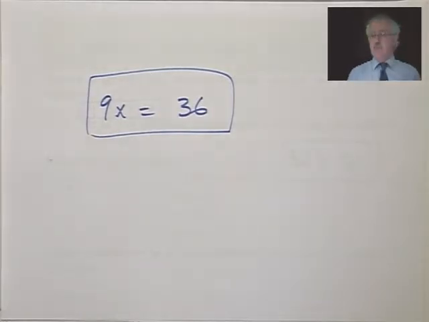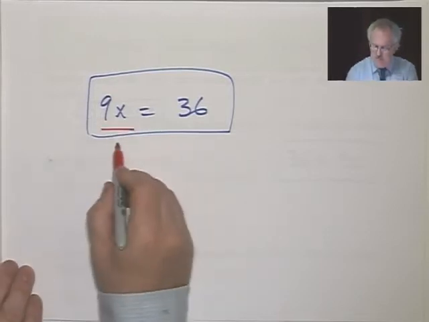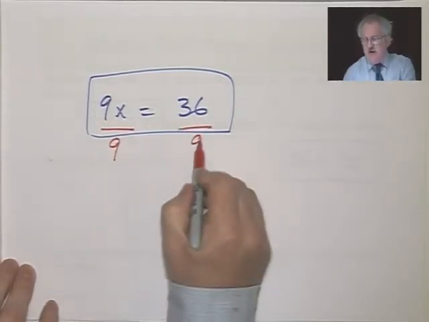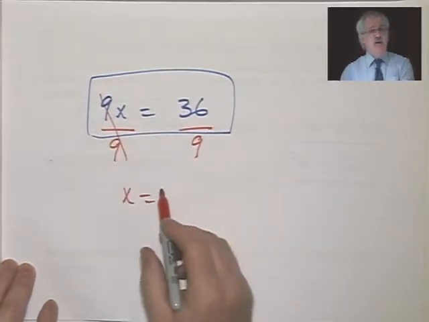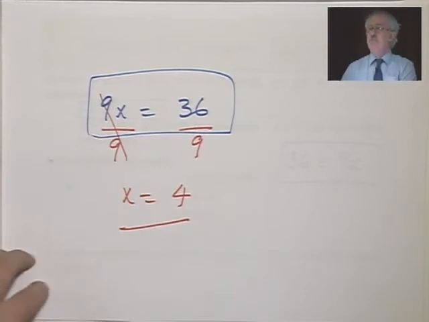What's it doing there? Multiplying. How do I get rid of multiplication? Divide. If I divide on one side, I divide on the other side. X is equal to 36 divided by 9 on a calculator, 4. Is it okay?